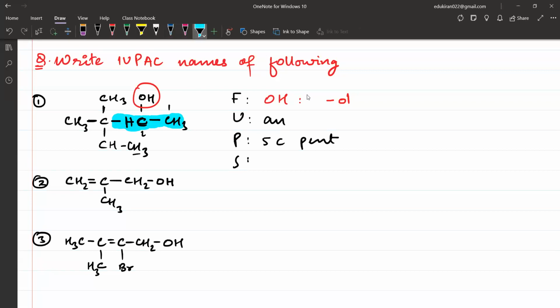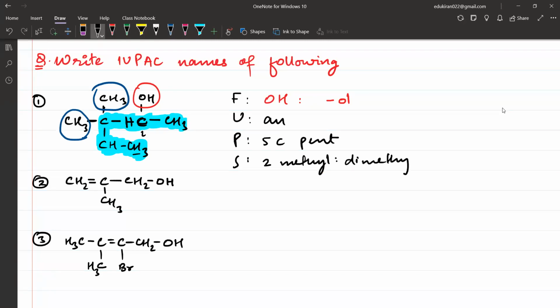So this is your parent. Now you can easily see what the substituent is. We have identified the OH, which is circled. We have identified the parent, so that is also highlighted. You can easily identify that these are CH3 here and CH3. So what is going to be the substituent? We have 2 methyl groups. So we will write di, and for methyl we write methyl. Now we have done the numbering 1, 2, 3, 4 and 5.